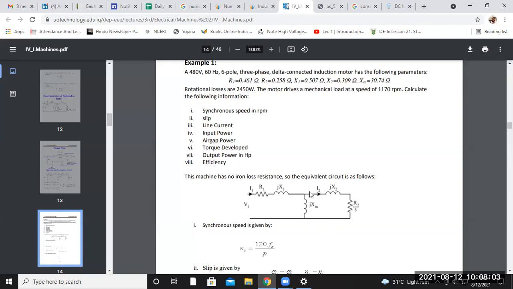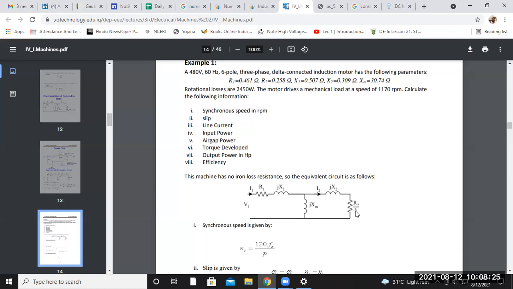Then there is a current that will flow. We don't have the values of I1 and I2. We just have the value of X2 as 0.309 ohm. Then the rotor resistance is also provided, that is 0.258. Here the slip is missing. Mainly I1, I2 and S are missing. So first we have to find the value of the slip.